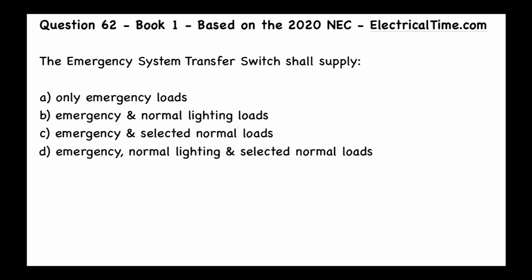This is question number 2, book number 1, based on the 2020 NEC, and this is electricaltime.com. The emergency system transfer switch shall supply A, only emergency loads, B, emergency and normal lighting loads, C, emergency and selected normal loads, or D, emergency, normal lighting, and selected normal loads.